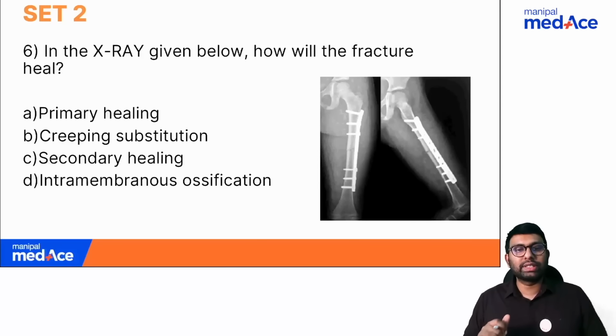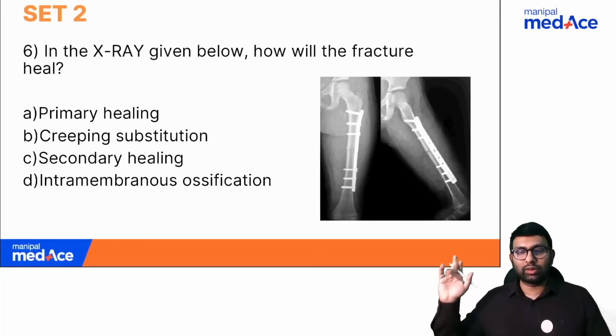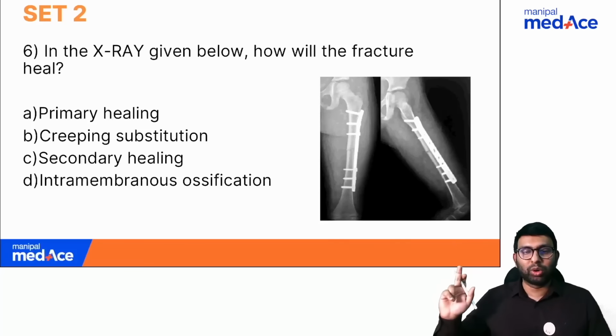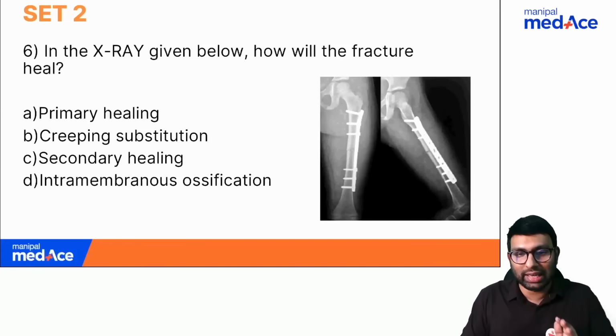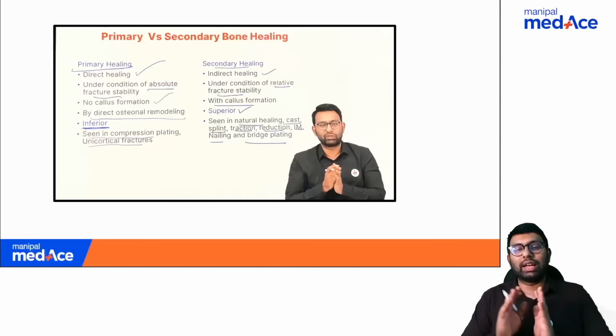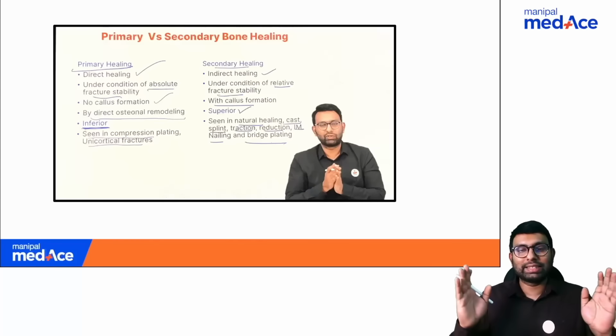Okay, coming to the sixth question, this is a controversial question again. They've told you that there is a fracture that is operated on. They've put a plate in the femur bone. Now they're asking you what type of healing is happening here, whether it is primary healing, secondary healing, creeping substitution, or intramembranous ossification. We've discussed this in fracture healing. When I've talked about fracture healing, I've told you about primary and secondary bone healing.